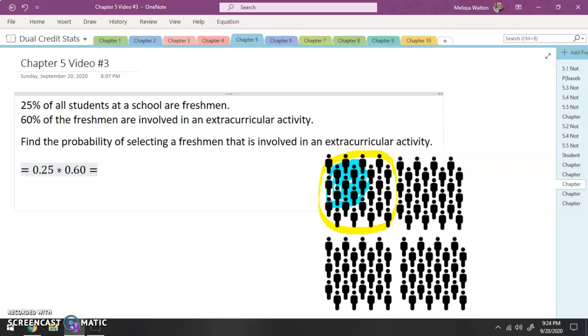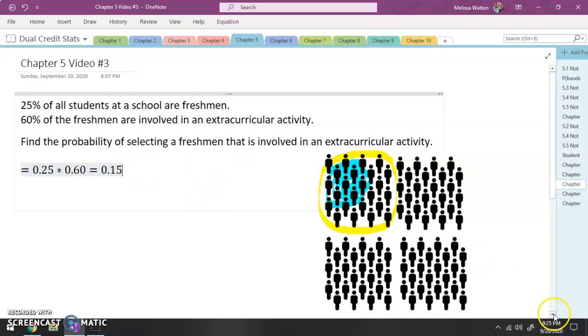And if I were to multiply these together, well, 25% of 60, if I were to multiply that out, I am at 15%. And intuitively, this makes sense. Even if 100% of my freshmen were involved in extracurricular activities, then my answer would be 25%. However, only 60% of the 25% are involved. So out of my whole population, my probability of selecting a freshman that's involved in extracurriculars is 15%.